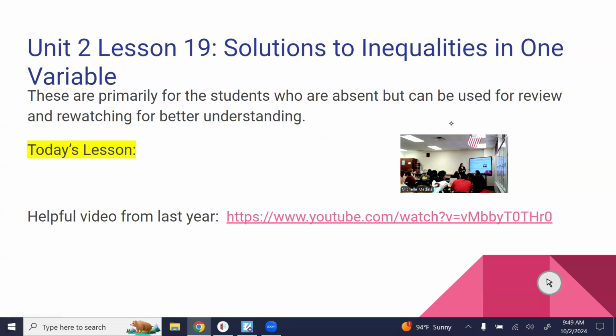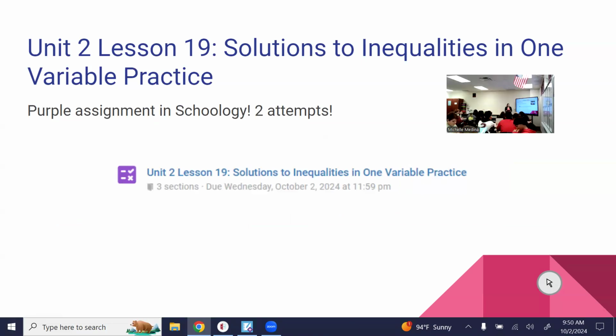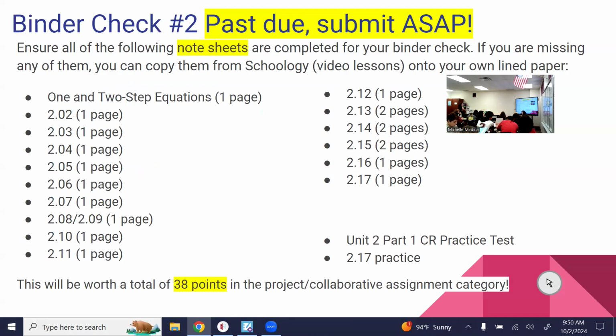So there's that. The practice today is lesson 19. It's in Schoology this time. The work from the past few days, if you want points for it, you have to upload it. So just make sure that you do. This one's in Schoology though. I try to keep them short and only for what's essential.